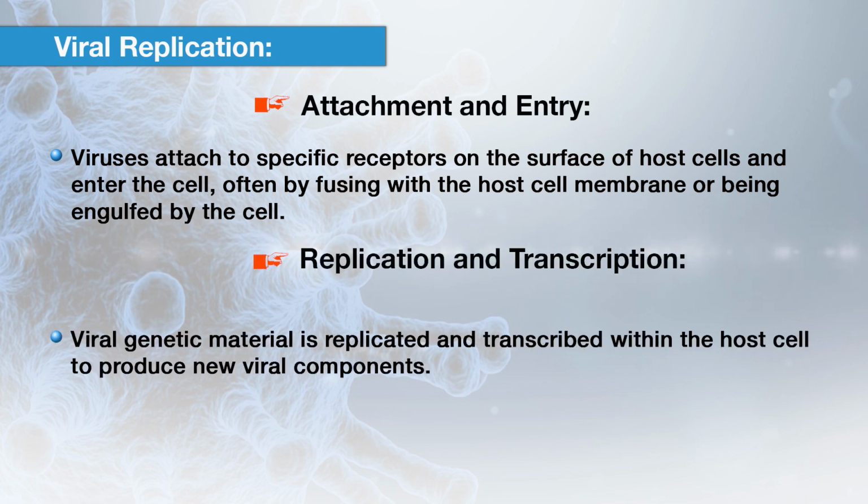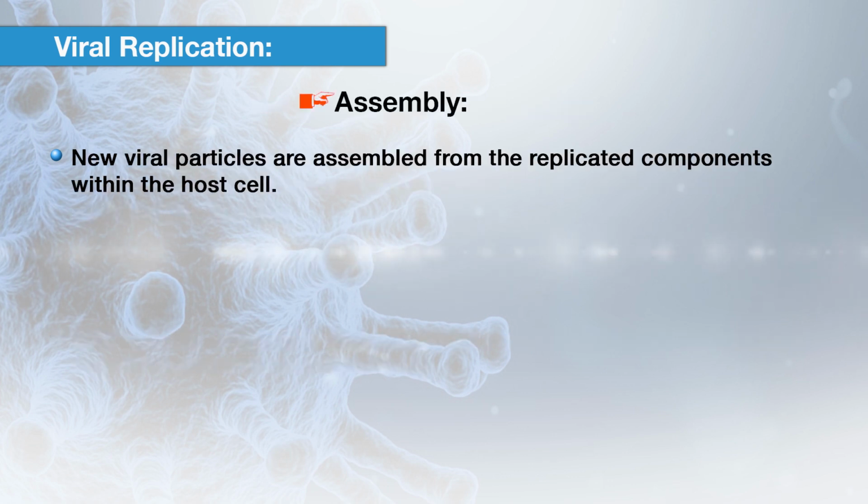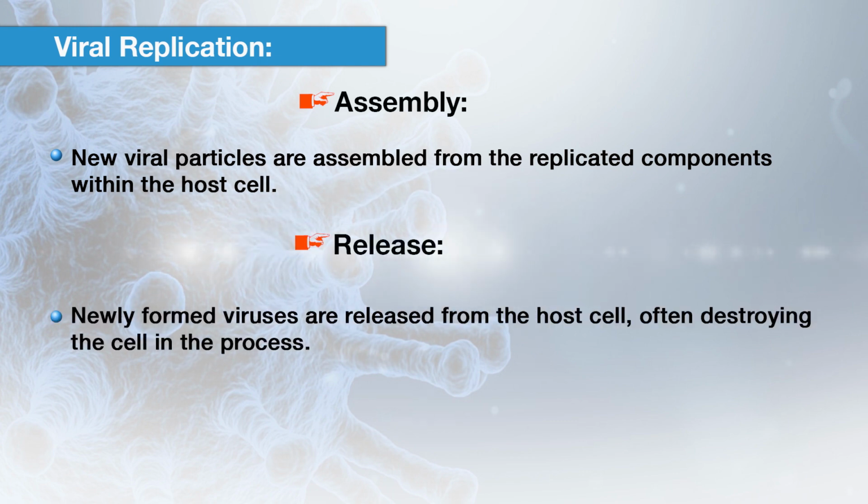Replication and transcription: viral genetic material is replicated and transcribed within the host cell to produce new virus components. Assembly: new viral particles are assembled from the replicated components within the host cell. Then release: newly formed viruses are released from the host cell. Often in this process of release, they destroy the cell.